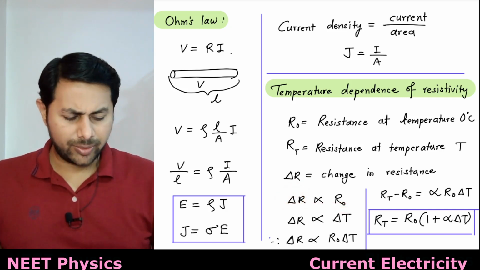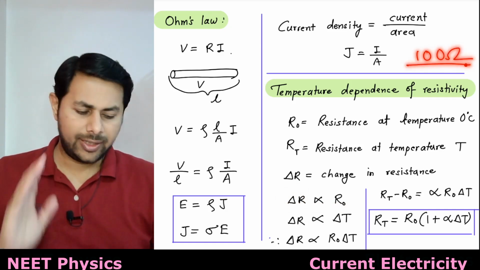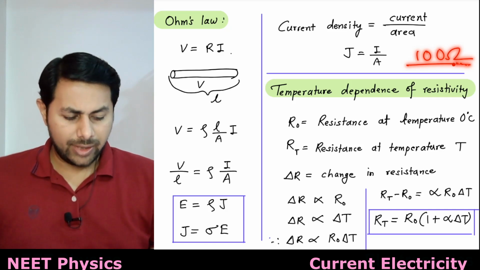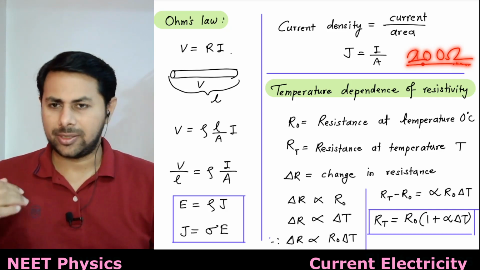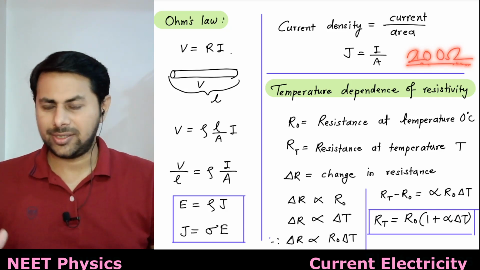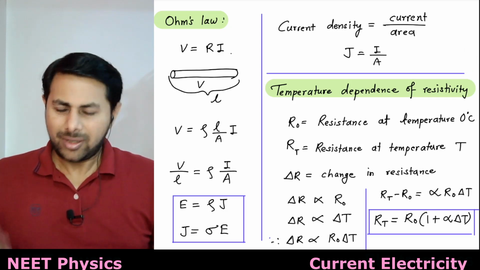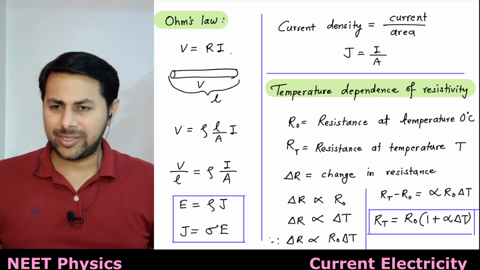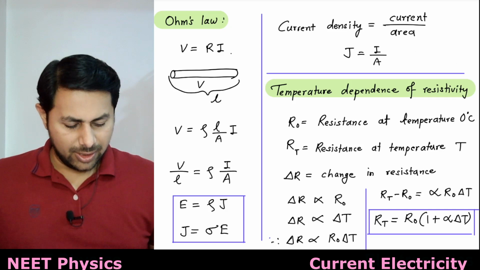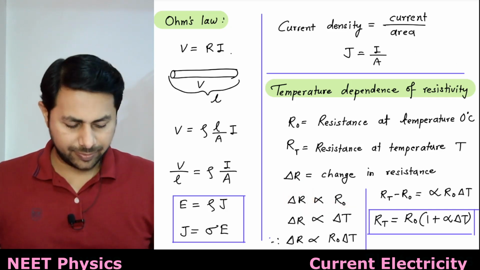Why is it so? Suppose the original resistance is 100 ohm, and for 10 degree Celsius suppose there is a change of 1 ohm. Then if the original resistance itself is 200 ohms, for 10 degree Celsius there is 1% change, suppose. So what will be the change? The change would be 2 ohms, right? Therefore delta R, the change in resistance, is directly proportional to R naught.